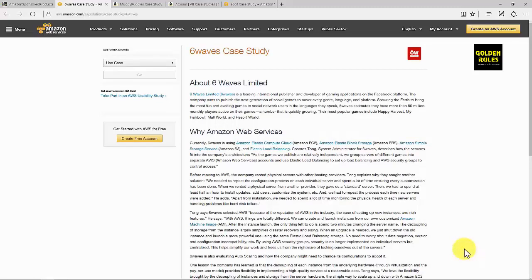Results. The company says that things are totally different now. They can easily pull data from the Amazon servers by simply customizing their own server image. They don't have to worry about migration and updating issues, and all of this means that their business has reached a scale not possible for them before.